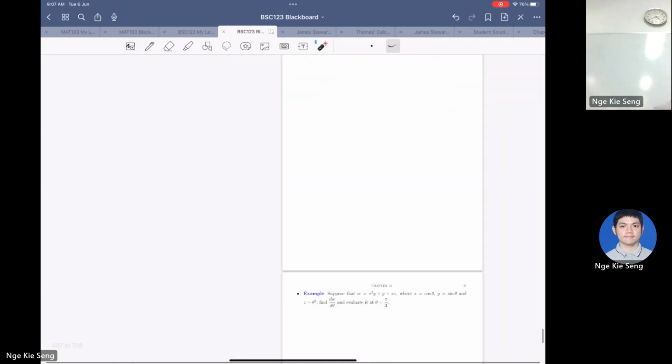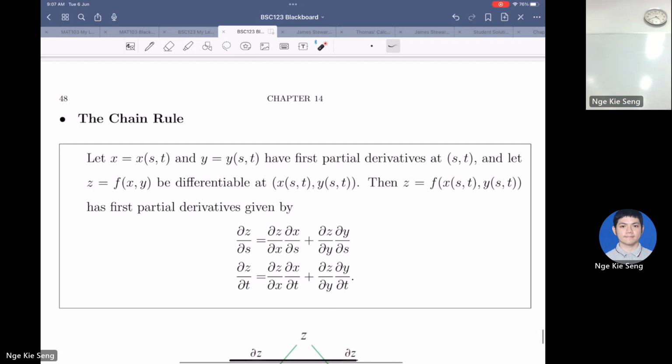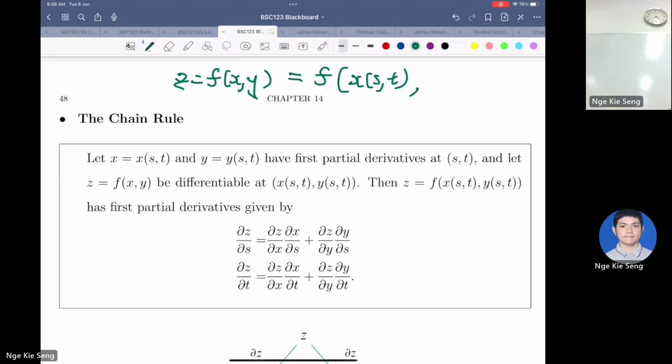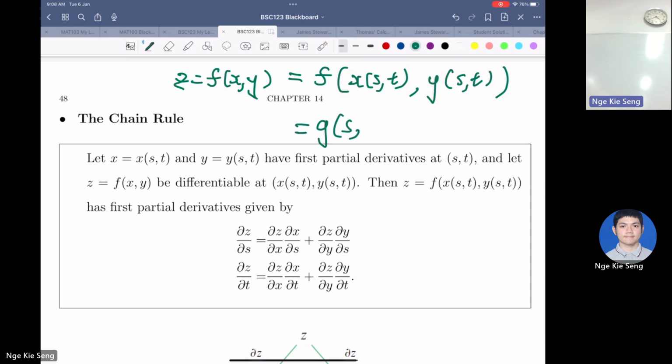Okay, so we're going to generalize this. We skip this application question; I will provide the solution. So this is the chain rule, case two. Here, we still have a function of X and Y, but now X and Y are in terms of S and T. So this is really a composite of two functions of two variables. We will write Z all in terms of S and T, so let's write it as G.